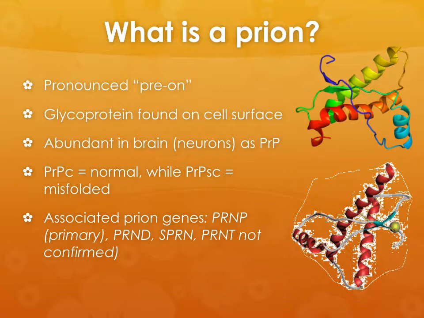However, there are other genes such as PRND and SPRN that are members of the prion protein family, along with a hypothetical fourth gene, PRNT, located nearby. These genes produce proteins that display similar mechanisms to PRNP and often contribute to the development of prion disease.